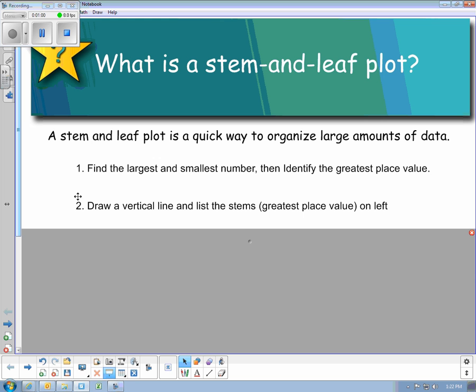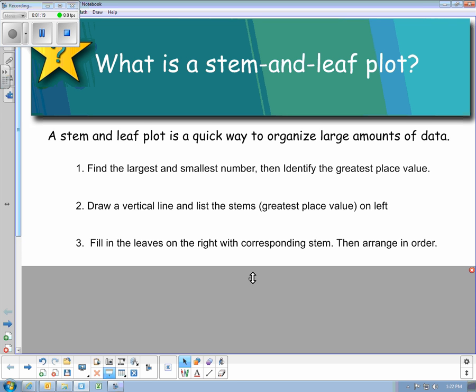We draw a vertical line to list the stems and the leaves. The greatest place value is going to be on the left, whatever the greatest place value is. A lot of times that's tens and ones. Sometimes it's ones and tenths place, if there's a decimal point in there. It just depends on what kind of data you're given.